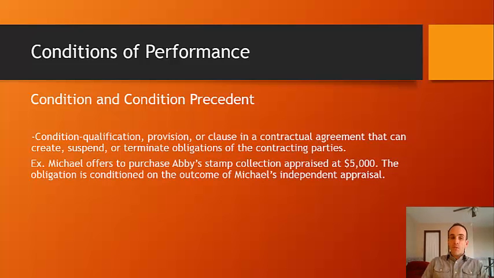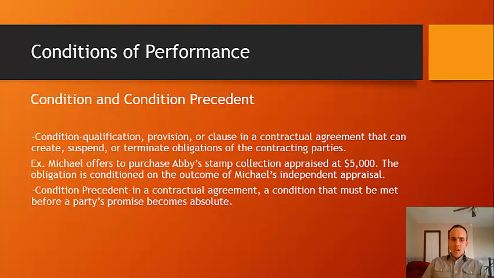My example shows Michael is offering to purchase Abby's stamp collection. The stamp collection is appraised at $5,000. The obligation is conditioned on the outcome of Michael's independent appraisal of said stamp collection. If it comes out that it is appraised at $5,000, then the performance has been set and they can move forward with their agreement.